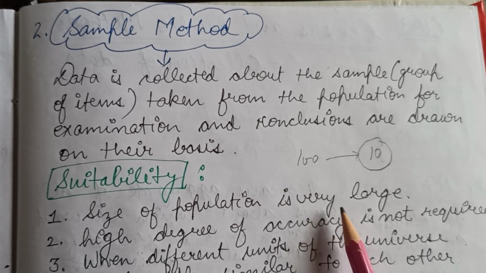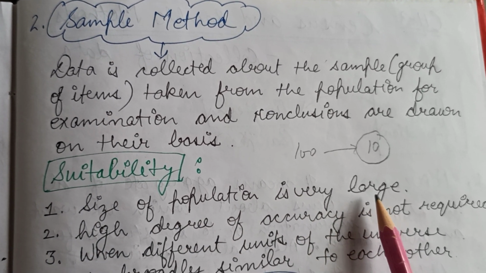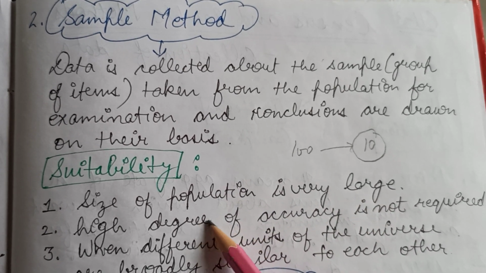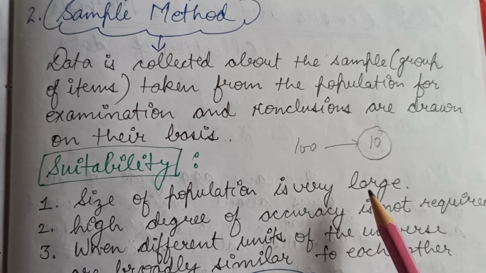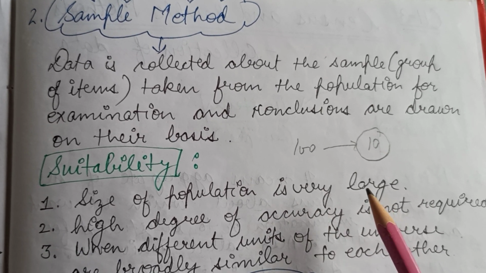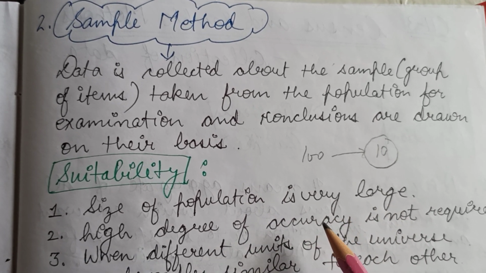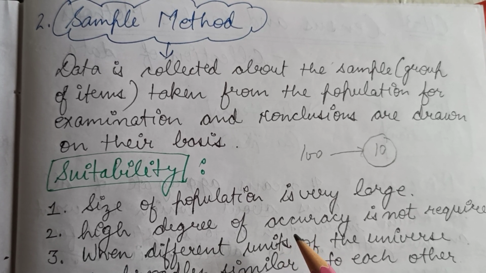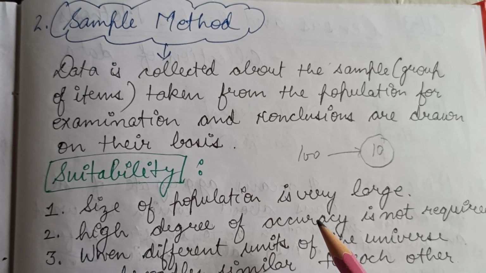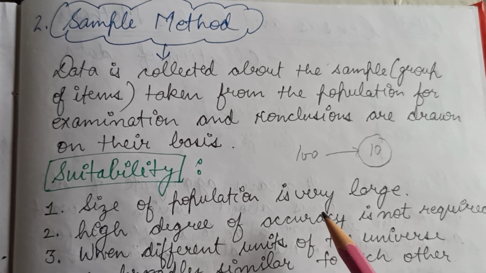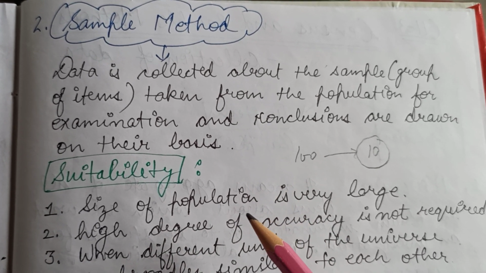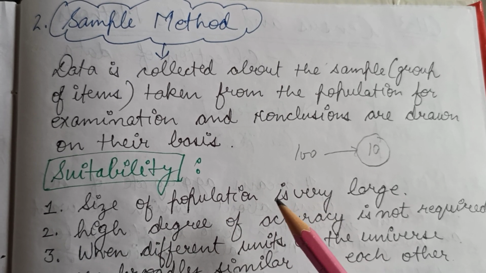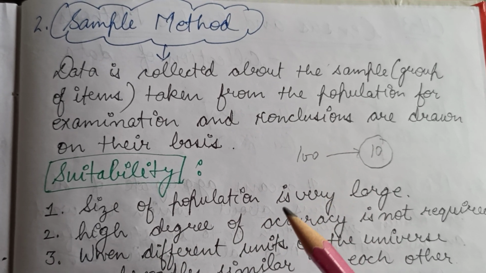This kind of method is suitable when the size of population is very large. For example, in a school there are 3000 students. That is, the size of population is very large over there. So to make my study convenient, I will take out only 300 samples from those 3000 students by taking 1 or 2 students from each class according to my statistical study. So in case of a large size of population, I will follow the sample method.